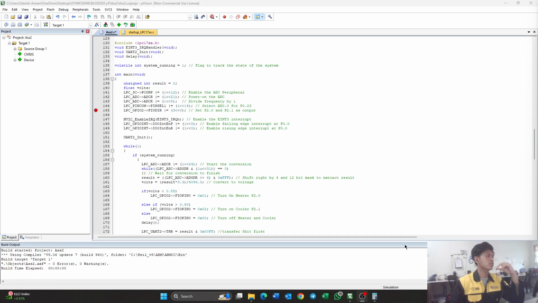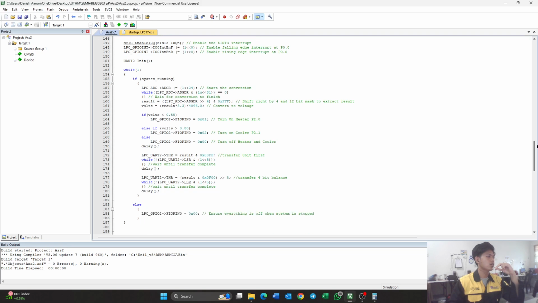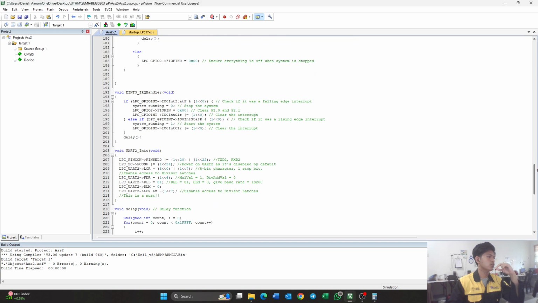I will demonstrate our assignment 2 project, in which the microcontroller controls the heater and cooler to maintain a certain temperature and sends the data to the PC. So here is my coding of the project. I will explain it part by part before I run the simulation.